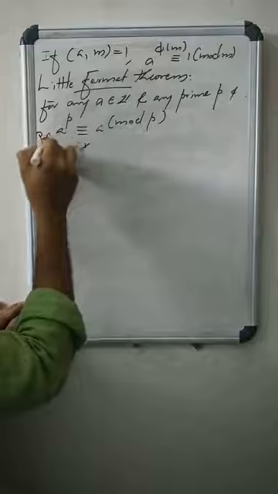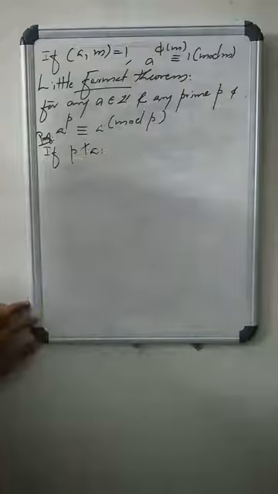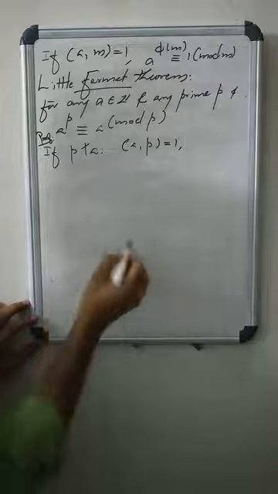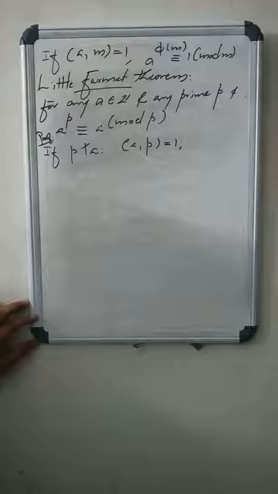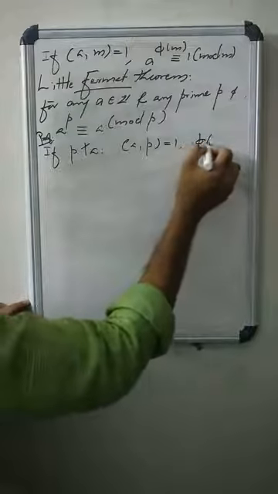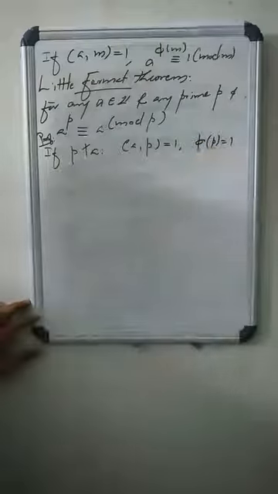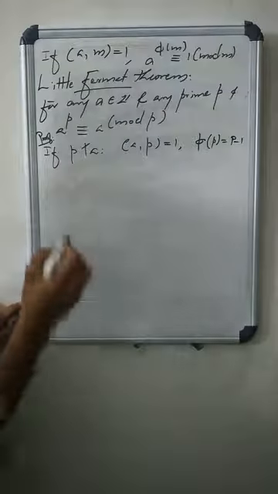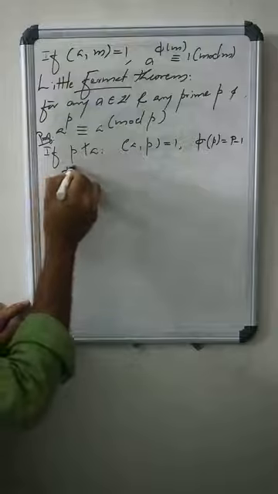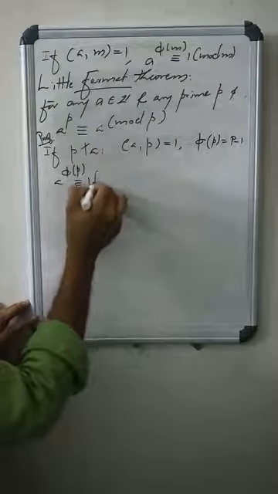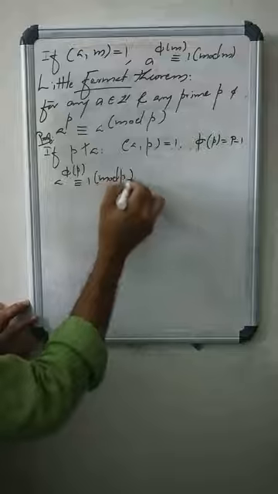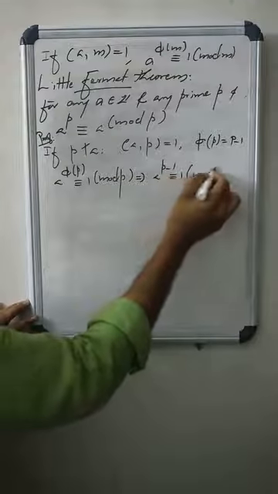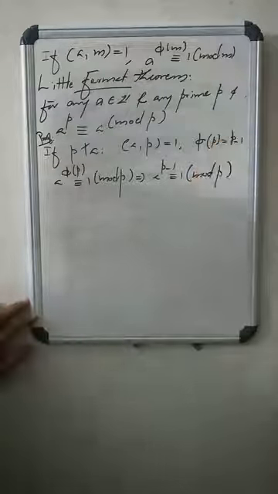If p does not divide a, that means a and p are relatively prime. Since a and p are relatively prime, and what is φ(p)? Since p is a prime, φ(p) equals p minus 1. Then by the Euler-Fermat theorem, a^φ(p) is congruent to 1 mod p. That means a^(p-1) is congruent to 1 mod p, since φ(p) is p minus 1.